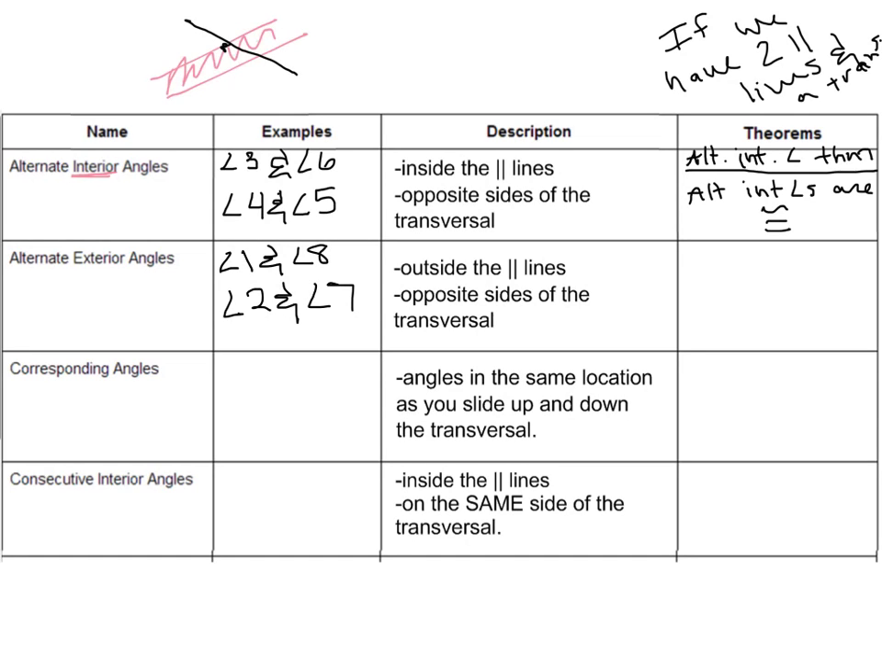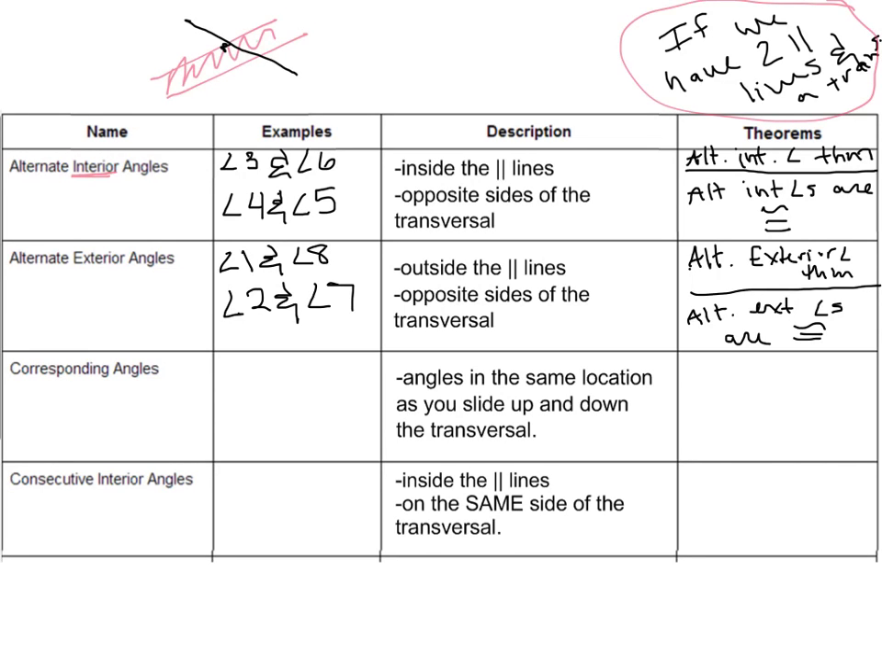And again, we've got a theorem here, and this is, shocker, called the alternate exterior angles theorem. And that says alternate exterior angles are congruent. Okay, and again, this is all assuming we have two parallel lines and a transversal. So keep that in mind. If the lines aren't parallel, we don't know this information right here.